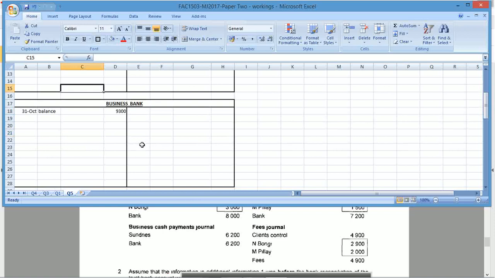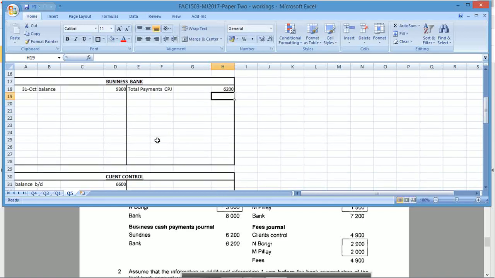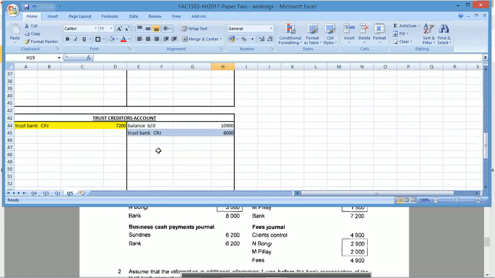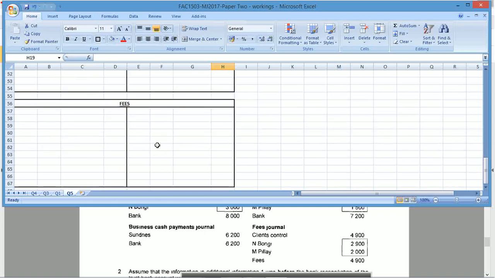Okay, so the business cash payments, if you're paying, the business's bank account will decrease. Total receipts, total payments, CPJ. The total payments, 6,200, 100%, that goes there. Perfect. Okay, this is in the business bank account. Right, what else do we have? Fees journal. Where's our fees journal? That's trust creditors. There's our fees journal.